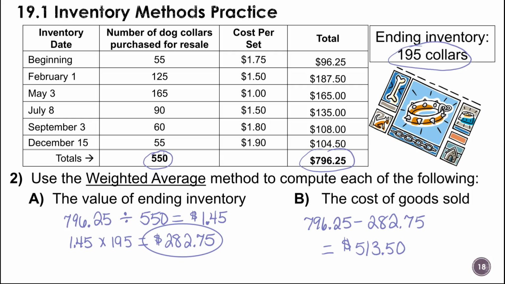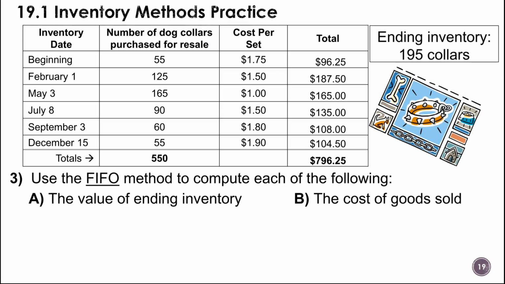And then next we have the first in, first out. So now first in, first out means that instead of going to the top of the chart, we go to the bottom. First in, first out, think about that. That's the first ones that were in the inventory. And so the ones that are left are the ones at the bottom of the inventory. So we need, once again, 195.